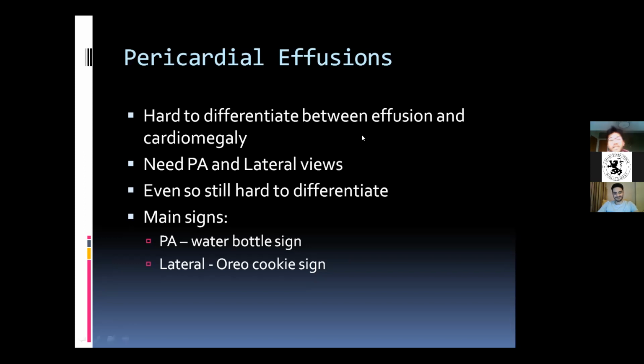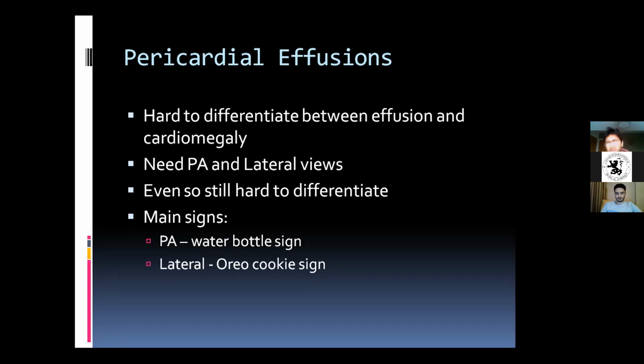Okay, so basically, just to finish this off, pericardial effusions are very, very hard to differentiate, okay, between an effusion and cardiomegaly. Like I said, it's always good practice to request a PA as well as a lateral view, okay, because there are some things you need to corroborate in the lateral view in order to make sure that it is definitely what you're thinking of in a PA.